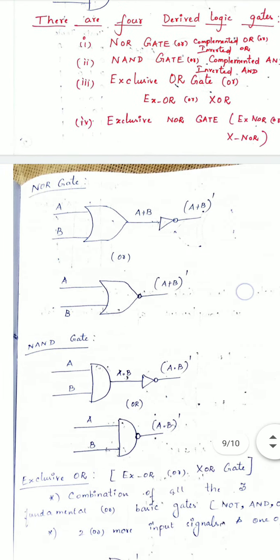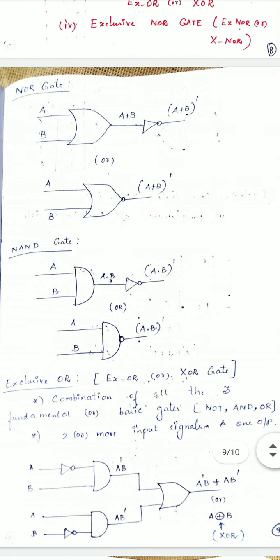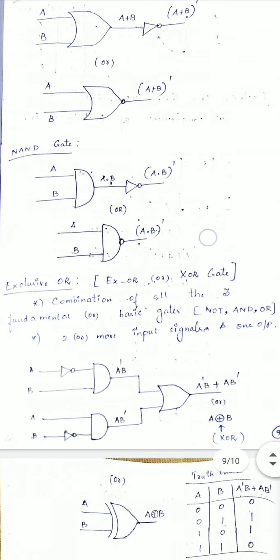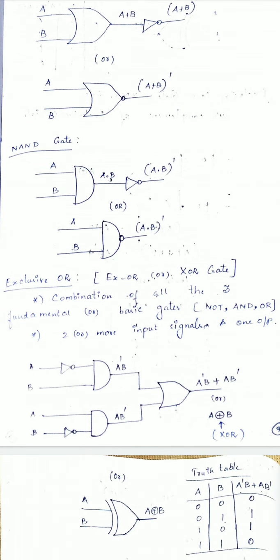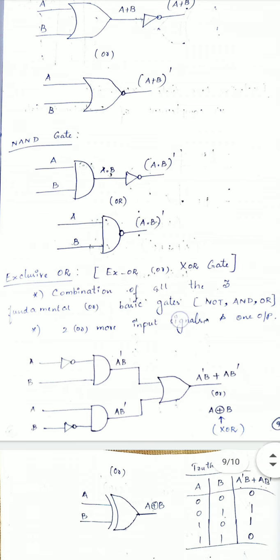Now look at the diagram one by one. So NOR, OR plus NOT. Either you can use this way or the special symbol called OR, at the end one small circle is there. This is actually the symbol for NOR gate. A plus B the whole dash. Next, similarly, AND with a small circle at the end with A dot B the whole dash. This is the NAND gate.